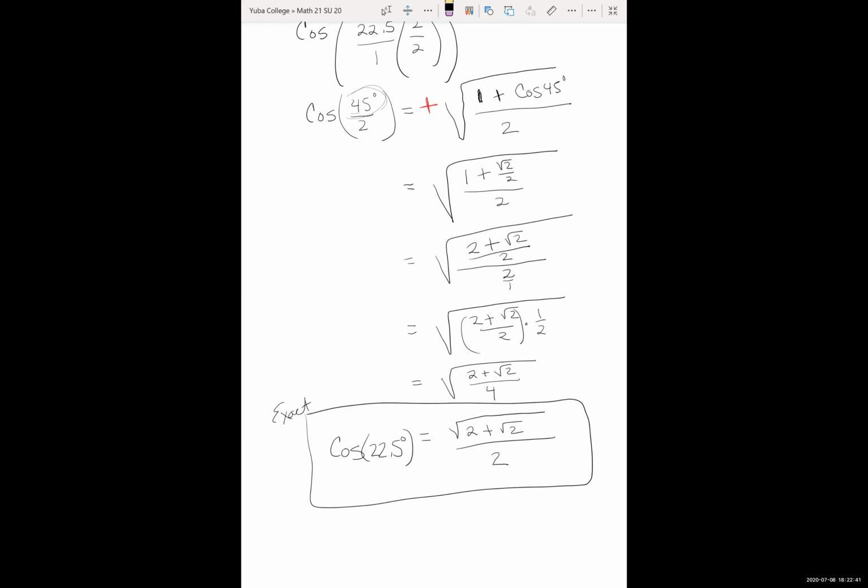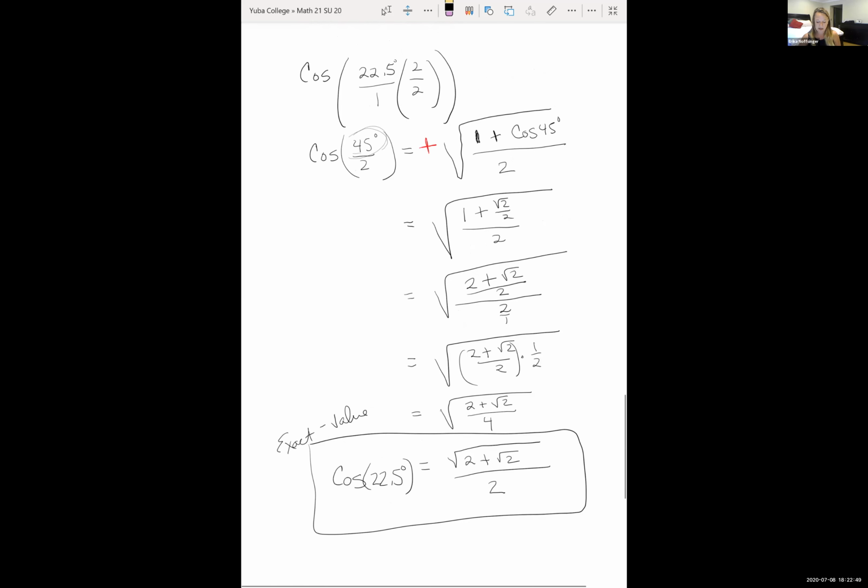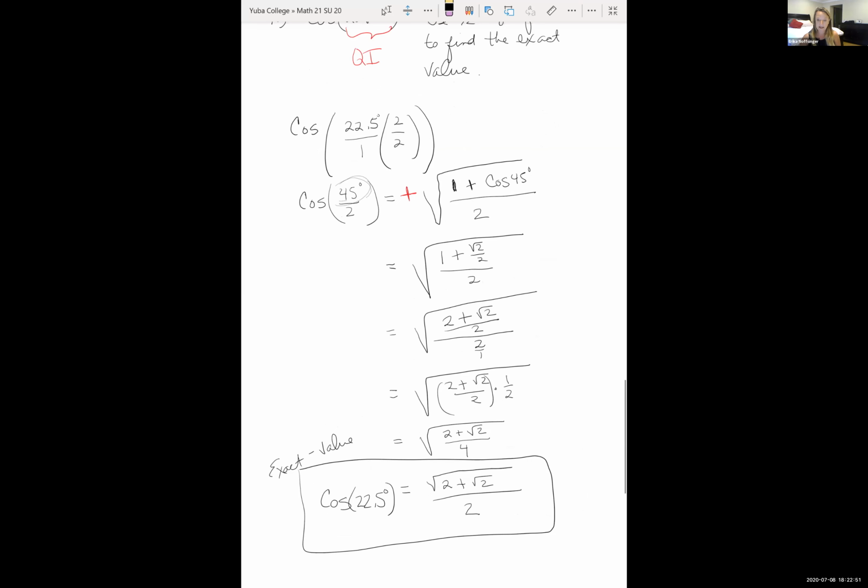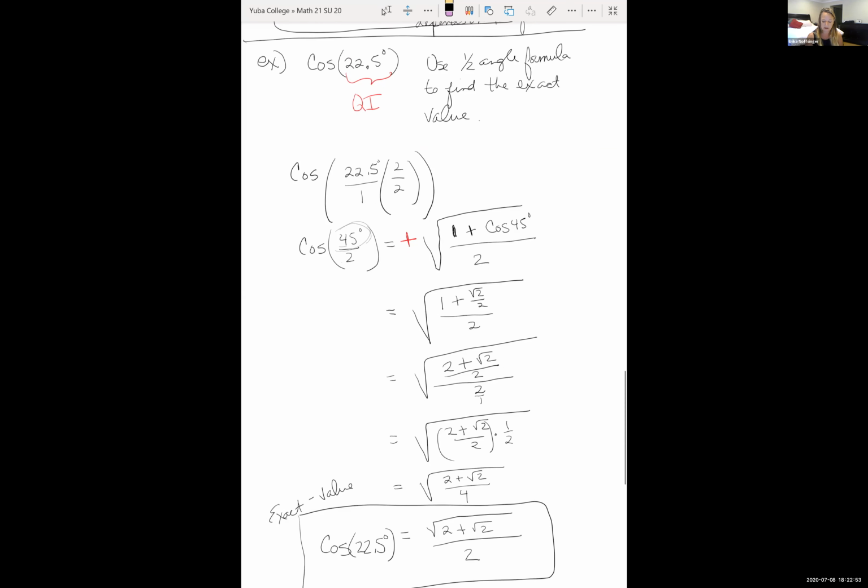In the beginning, why did you do cosine 22.5 over 1 times 2 over 2? What was the deal with that again? Because it told me I needed to use the half angle identity, so I needed to manipulate this to have a 2 in the denominator. And the way to manipulate that is to multiply it by a fancy 1. Oh, okay, got it. Other questions?